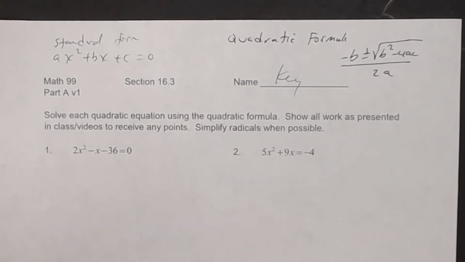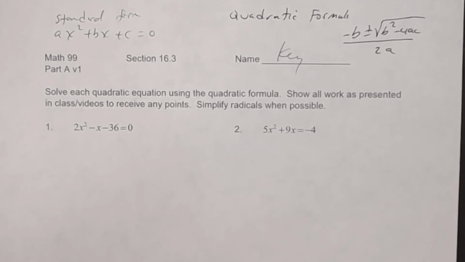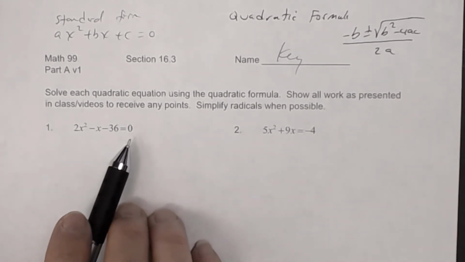The point being is that not all quadratic equations are factorable. So if it's not factorable, then the only alternative you know of at this point is to use the quadratic formula. There's another method where you can complete the square, but here you want to use the quadratic formula. So if you notice in number 1, it's already in standard form.